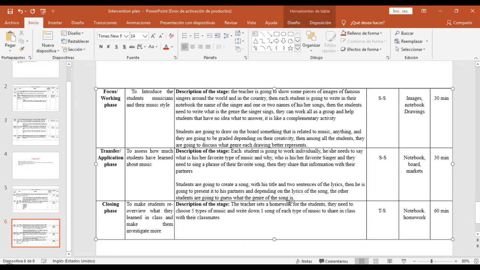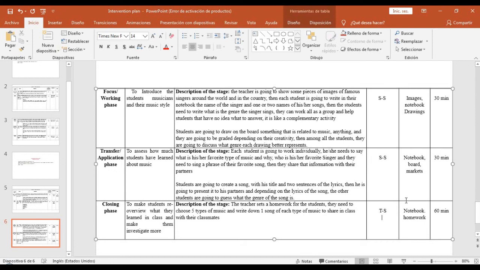Well, the description of the stage. The teacher sets a homework for the students. They need to choose 5 types of music and write down one song of each type of music to share in class with their classmates. You know, this is an easy homework. I just want the students to, when they get home, look for it, so they don't forget what they learned in class. And maybe with this, some kind of knowledge is going to be saved in their mind.